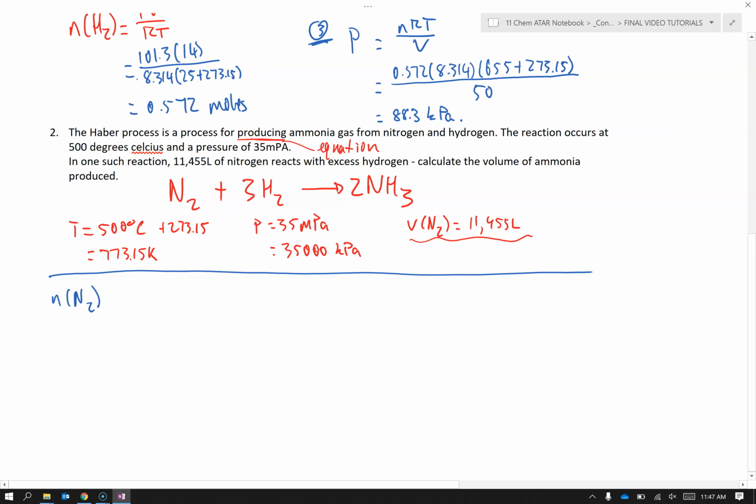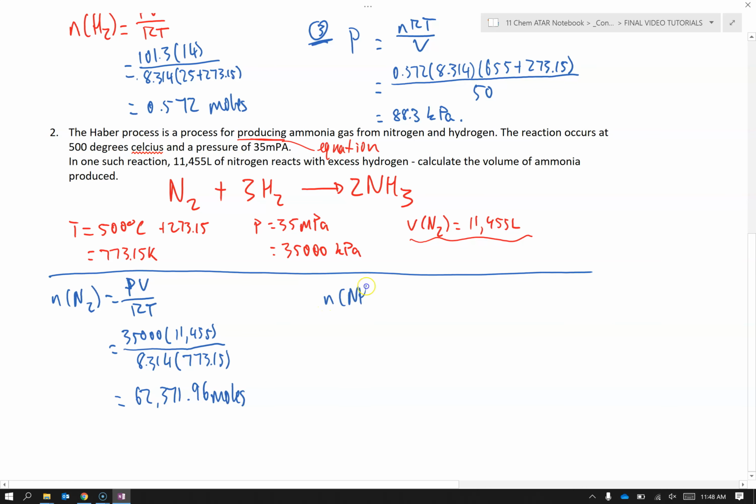So number of moles of N2, would you agree with me, is equal to PV divided by RT, where in this circumstance, P is equal to 35,000, V is equal to 11,455 litres. We divide all of that by R, which is 8.314, and multiply that by temperature, which is 773.15. If I chuck that in a calculator, I get a huge number of 62,371.96 moles.